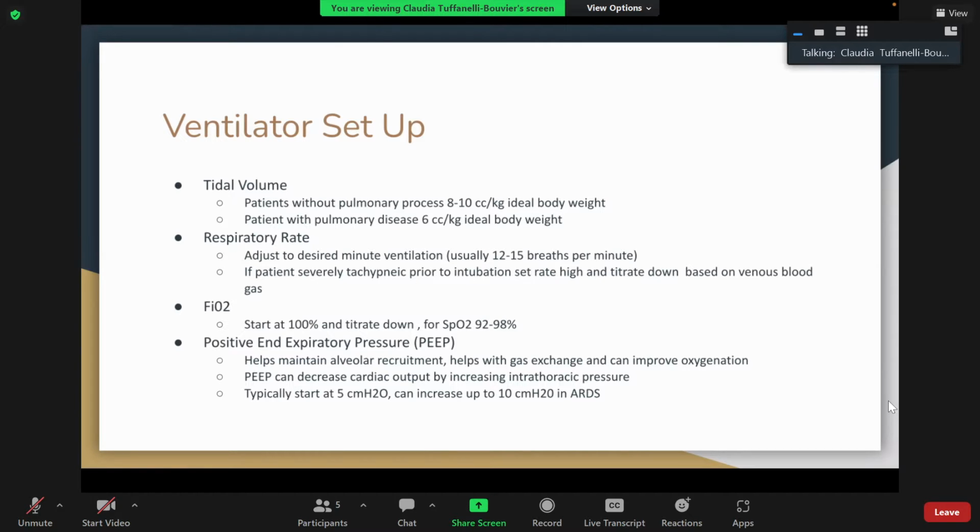Typically, every patient's going to get at least some PEEP, a PEEP of 5, and then you can increase it though. And with ARDS, you're going to want to go up a little bit more on your PEEP. And then there's a really good chart that I'll show you a little later about titrating FiO2. It should be in relation to your PEEP as well.